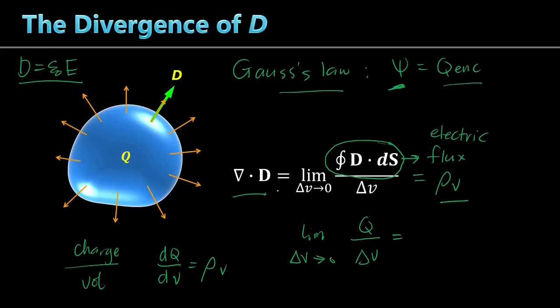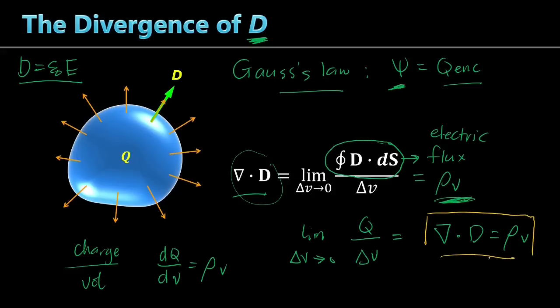Ngayon, nabigyan na natin ng physical interpretation ang divergence ng D. Ang divergence of D pala ay equal sa rho v, which means kapag kinunan mo ng divergence ang electric flux density, ang makukuha mong quantity ay volume charge density. And this equation, div of D or the divergence of D equals rho v, is a very significant equation in electromagnetics. Why? Because this is one of Maxwell's equations.